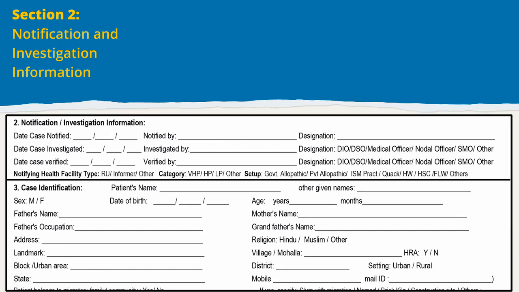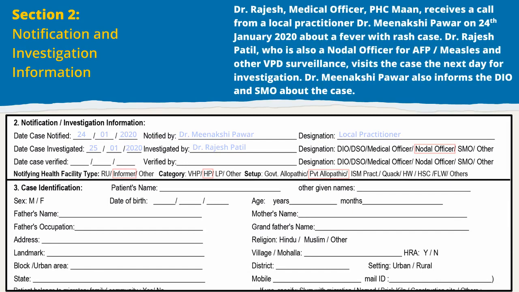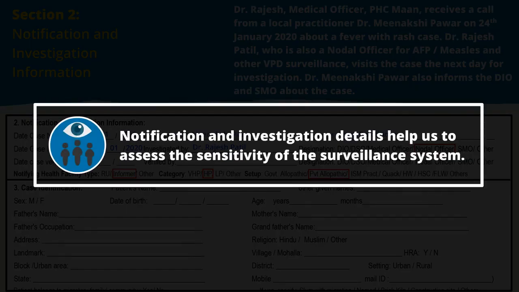Notification and investigation information. The case was notified on 24th January and was investigated on 25th January. Always remember to mention the type, category, and setup of the notifying health facility. Notification and investigation details help us to assess the sensitivity of the surveillance system.